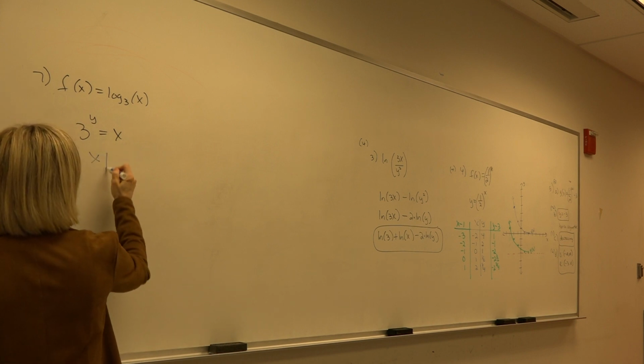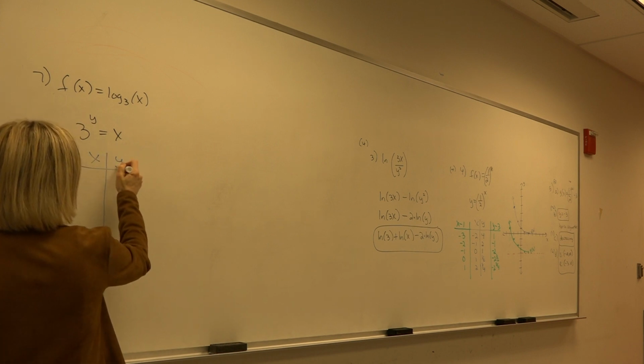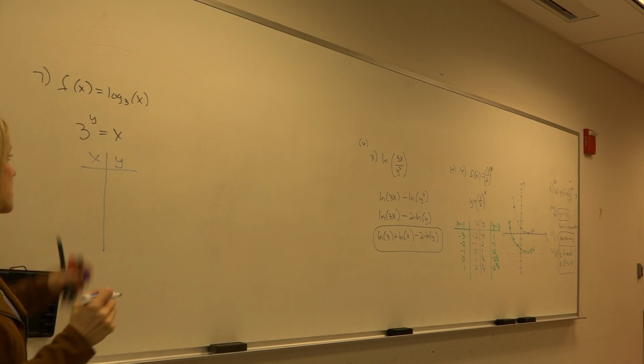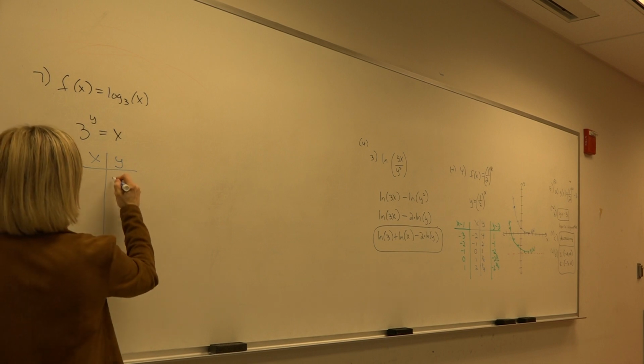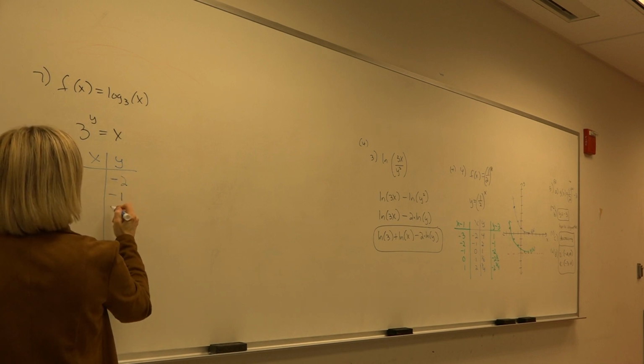And since it's written this way, we're actually going to pick values for y instead now to get x. So again, in a logarithmic function, the range is all real numbers. So we should definitely pick negatives, positives, and 0.